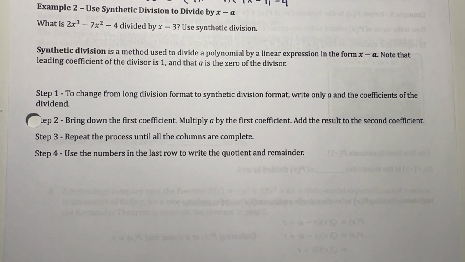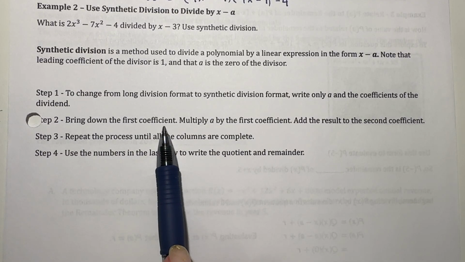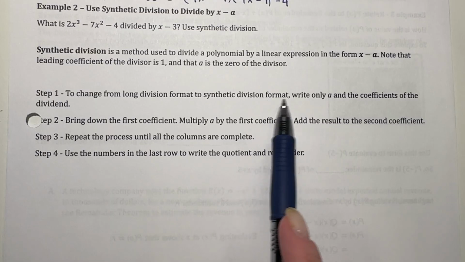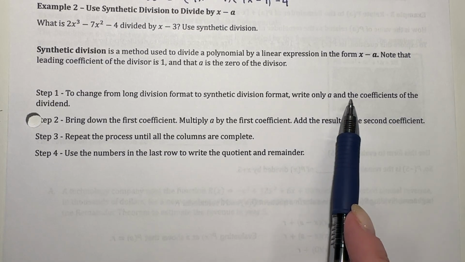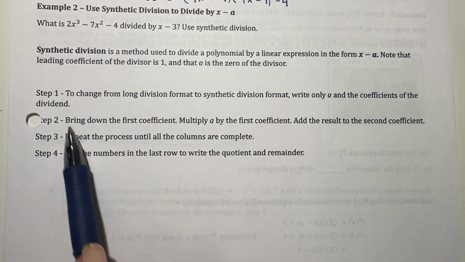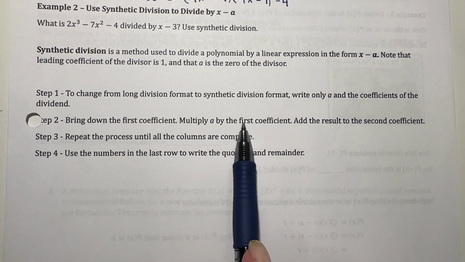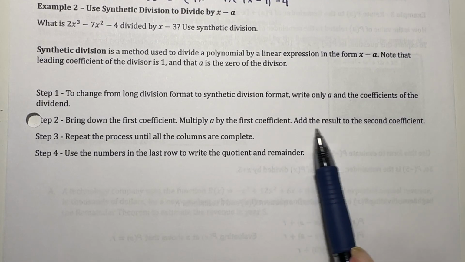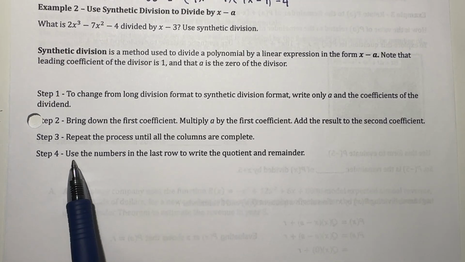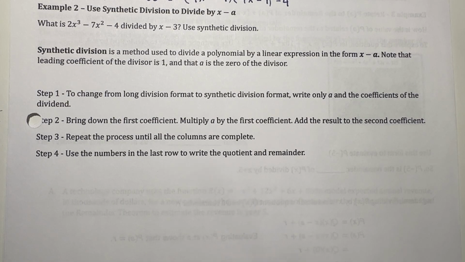Okay, here's how you do it. Step 1, bring down the first coefficient. To change from long division format to synthetic division format, write only a and the coefficients of the dividend. Bring down the first coefficient, multiply a by the first coefficient, and add the result to the second coefficient. Repeat this process until all columns are complete. Use all the numbers in the last row to write the quotient and the remainder.